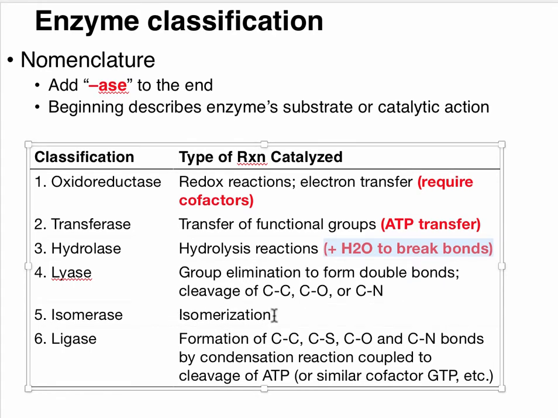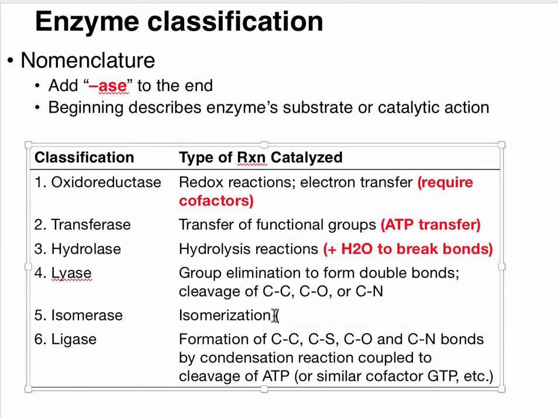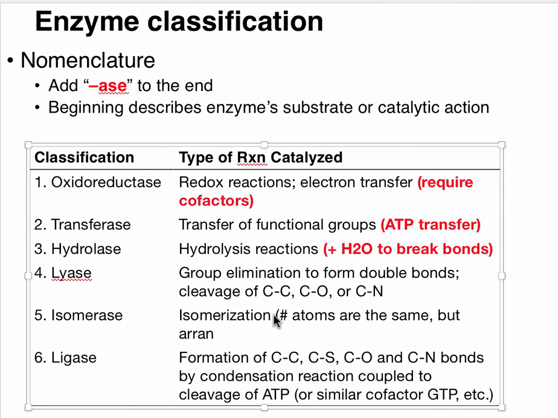Isomerase is just an isomerization reaction. So the number of atoms will remain the same, but the arrangement is different. And then a ligase is actually the formation of a carbon-carbon, carbon-sulfur, carbon-oxygen, or carbon-nitrogen bond by a condensation reaction. And it's usually coupled to the cleavage of an ATP molecule.